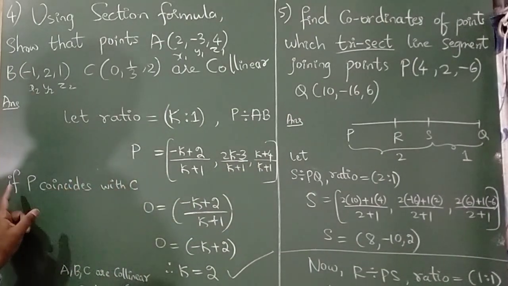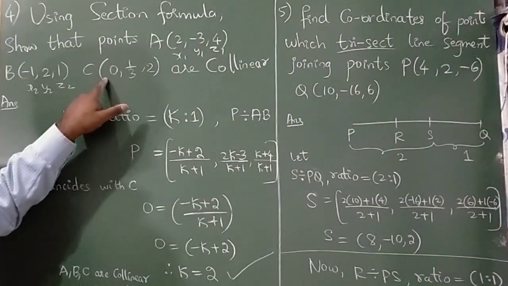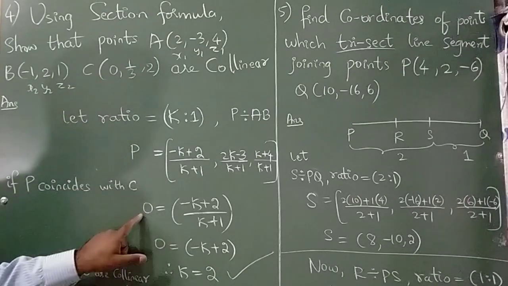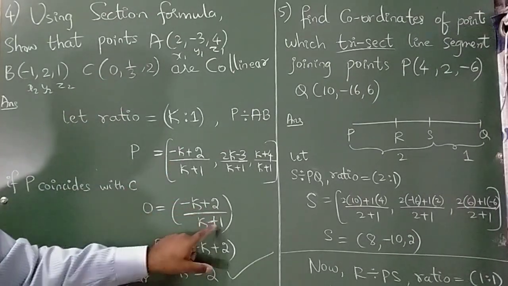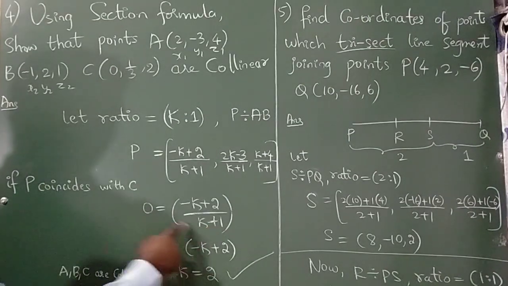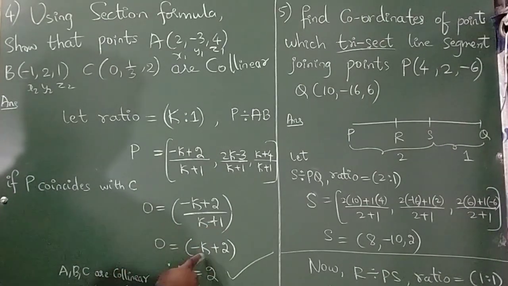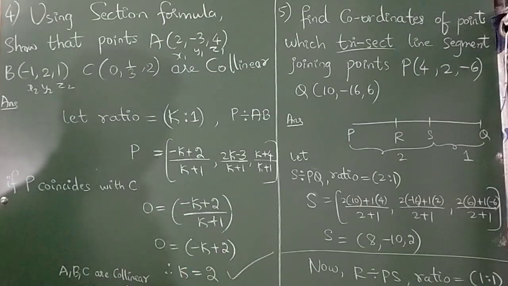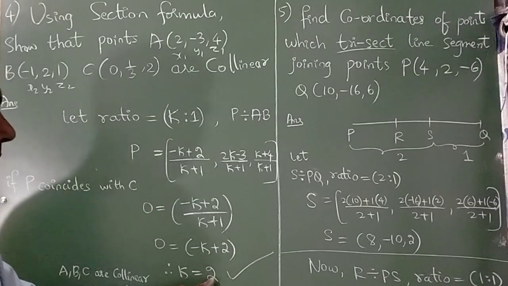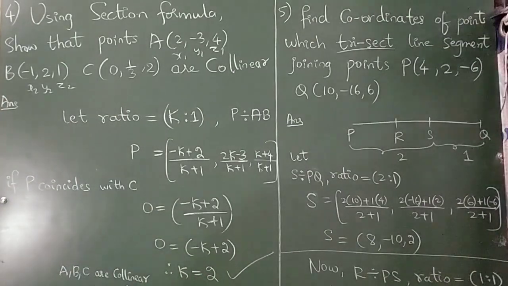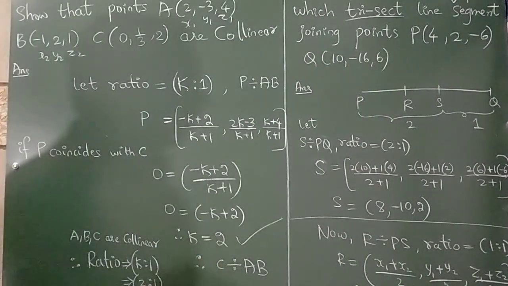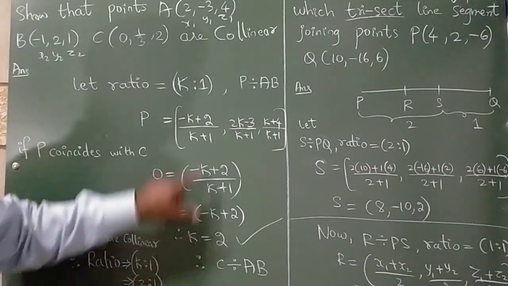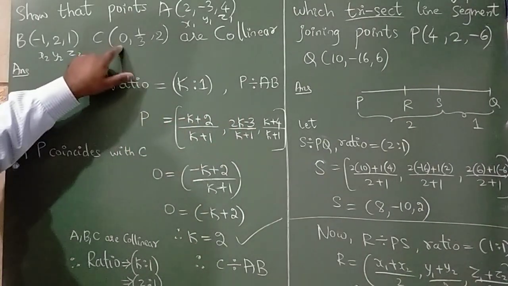Now if this P coincides with the C, then what is the first term here? 0. So 0 is equal to this term, minus k plus 2 divided by k plus 1. If I cross multiply this, I will get 0 equals minus k plus 2. If you bring minus k on the left hand side, it will become plus k. So k value has become 2 now. If you substitute this k value in this, you will get this C value.